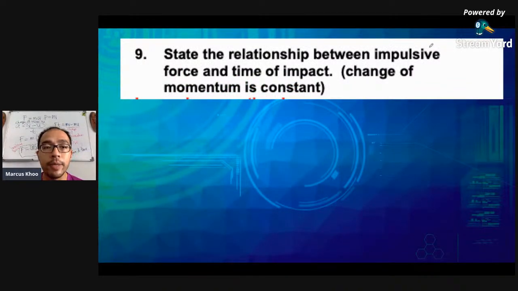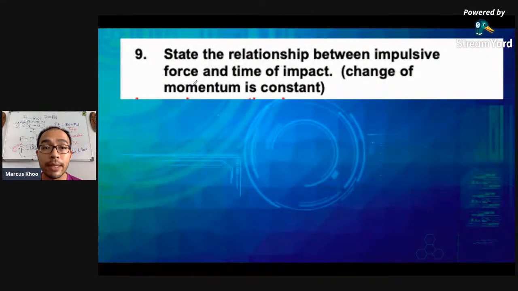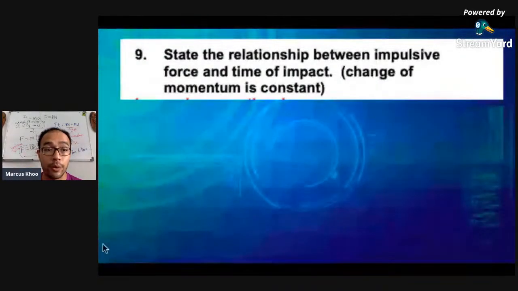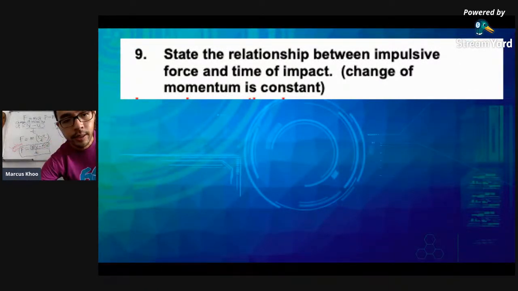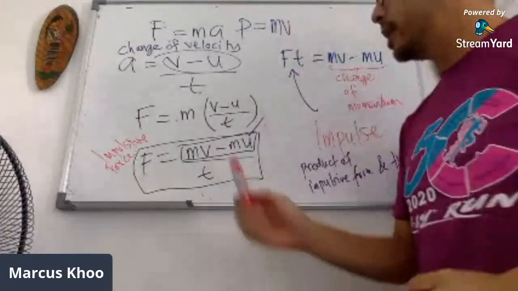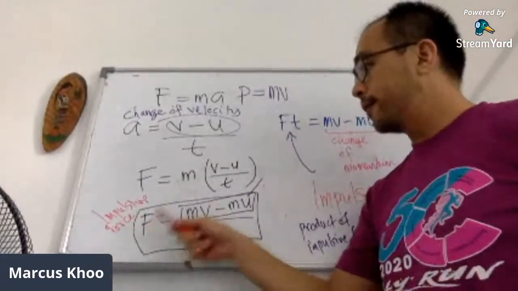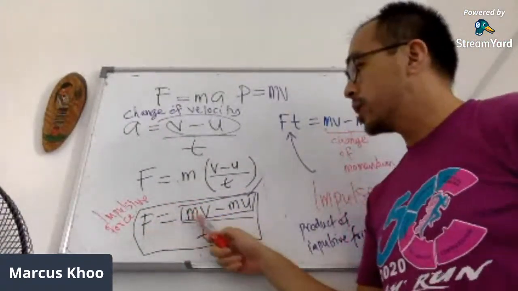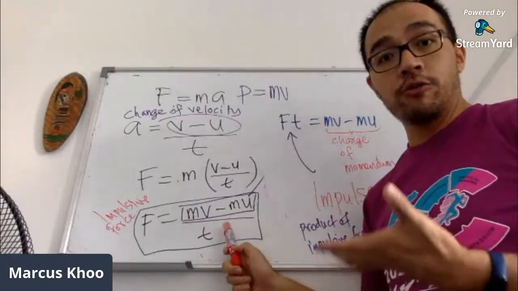This is probably the most famous part in this subtopic: the relationship between impulsive force and the time of impact. So now we go back to the first formula that we were talking about before. Let's consider this formula again. We find that impulsive force equals the change in momentum divided by the time, the rate of change of momentum.